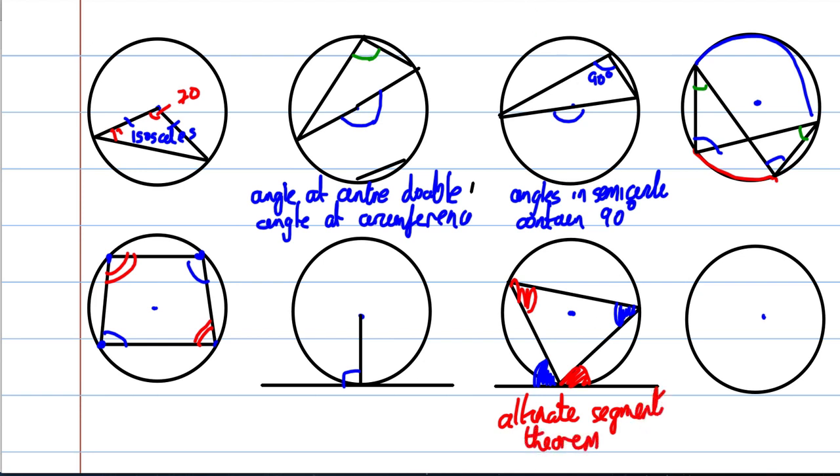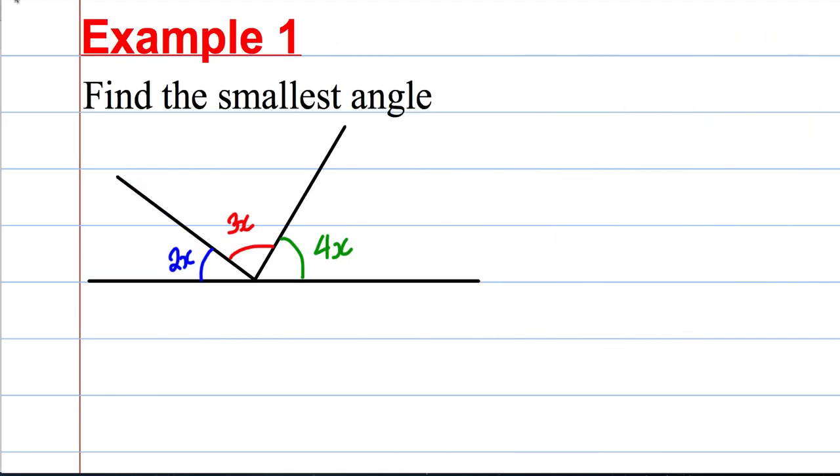And the last one, if you take any point in space and you draw two tangents from that point to the circle, then this length and this length must be equal to each other. Okay, I haven't written all the details in there, but I've done a very substantial circle theorem video previously, which you can look up in the AQA video section. However, that's enough for now. Let's answer some standard questions. Okay, example 1, find the smallest angle.